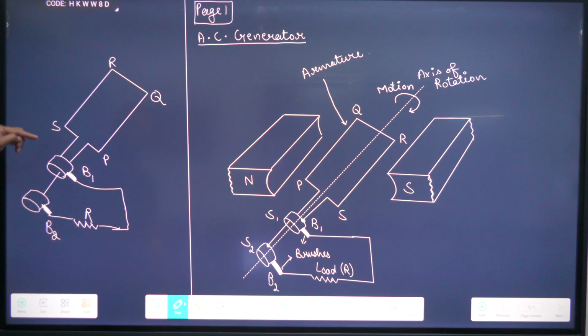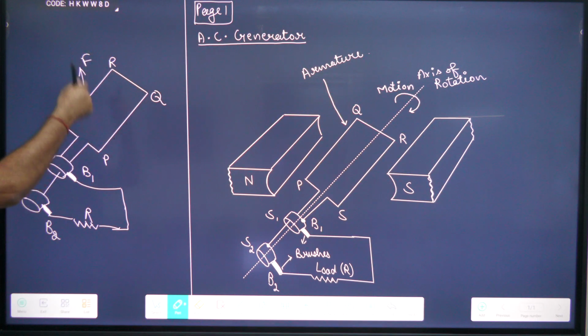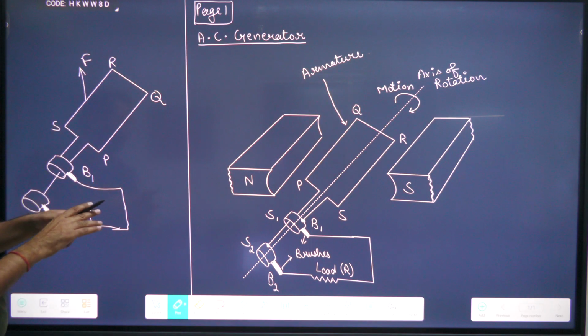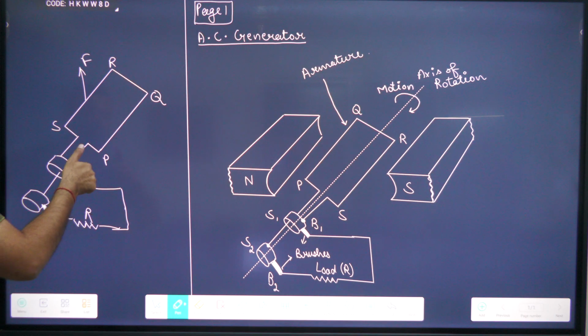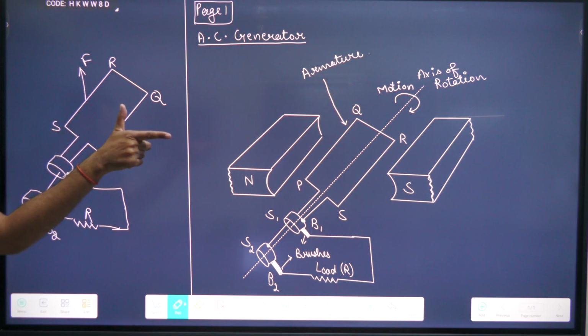What will happen now in this SR? After half cycle, SR will experience an upward force, because we are rotating it like this continuously. SR will experience an upward force, and the magnetic field is in this direction. So SR is experiencing a force upward, and the magnetic field is in this direction.